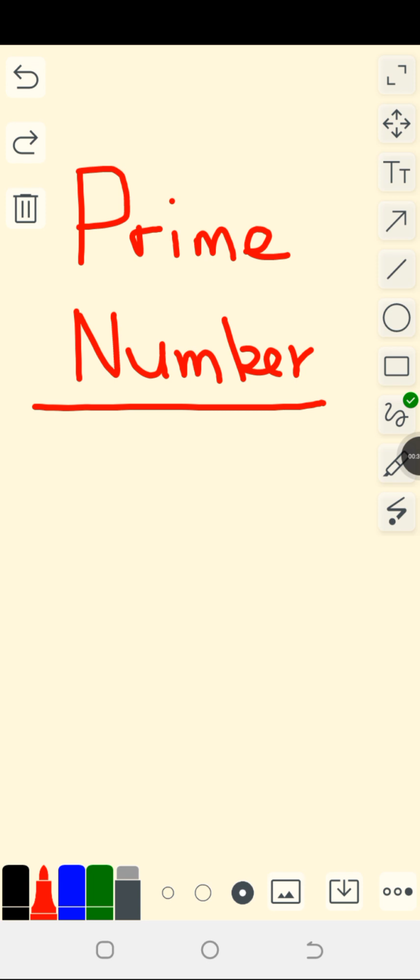So that means in our next class, I'll be dealing with what we call prime numbers. I'll be dealing with what we call factors and multiples. I'll be dealing with what we call HCF and LCM. And after that, we'll move on to factorization of numbers.